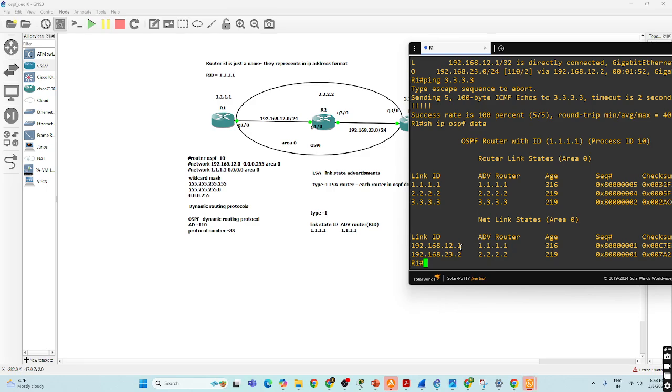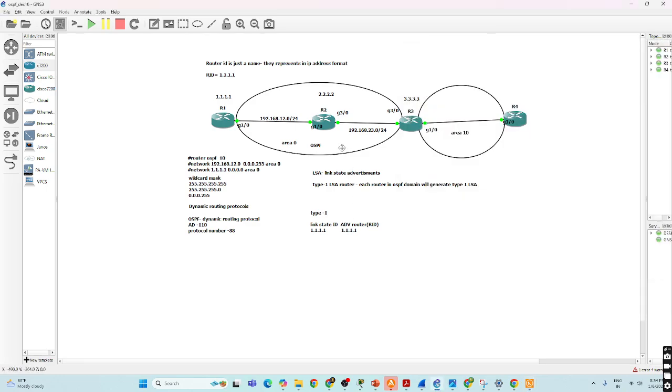I'm coming to that only. So this is a network. The network IP address can be anything, but who is generating it is the router ID of the router. It's not the same. Understood, brother? Today I want to concentrate on type 1 LSA only.